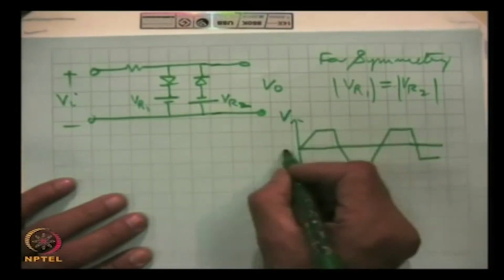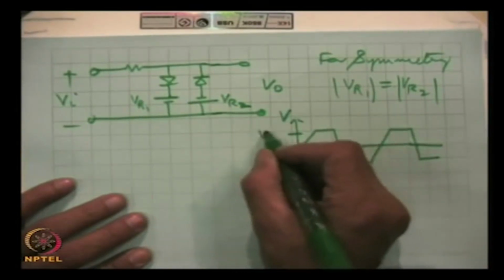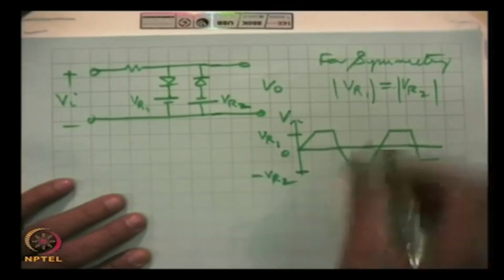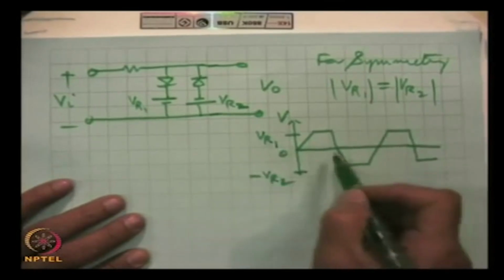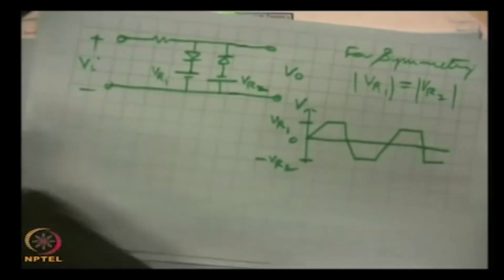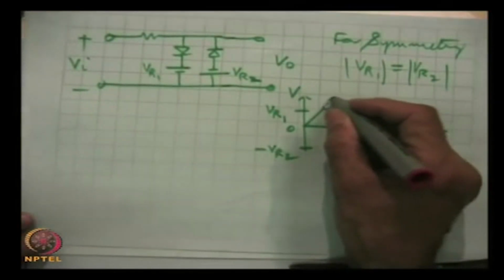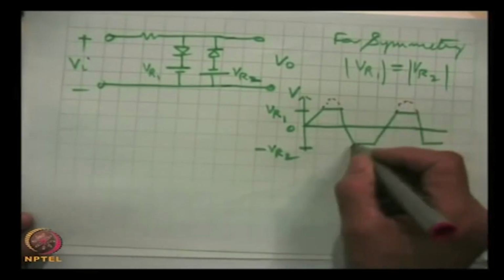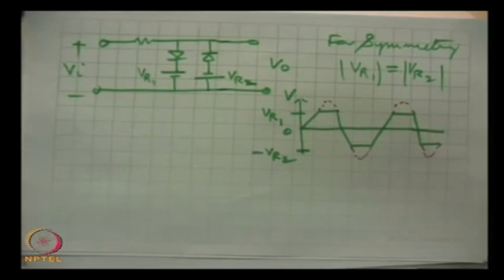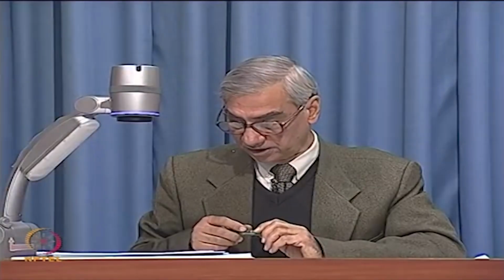This is voltage 0, this is VR1, this is minus VR2, and under this condition both will be identical. This portion has been clipped off. These portions have been clipped off. So, we can restrict the magnitude of the wave. This is the topic which is covered in wave shaping, as I said earlier.